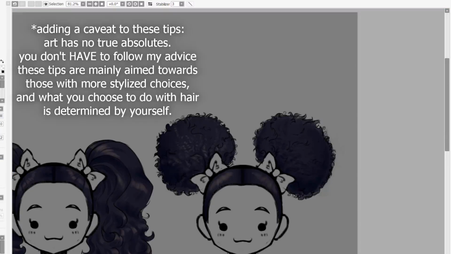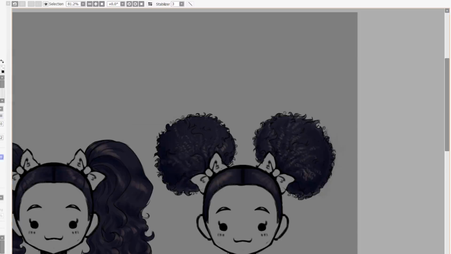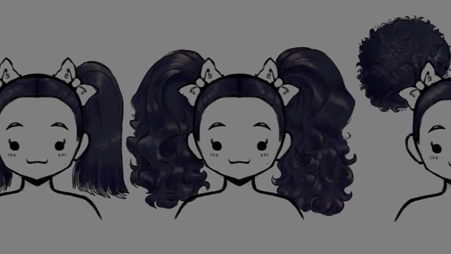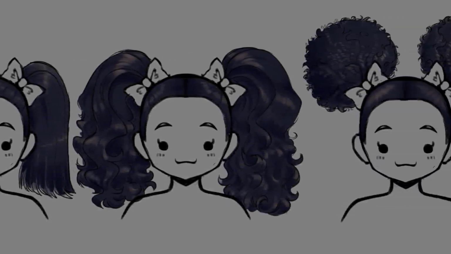There's a lot of implying that has to be done with shading, because sometimes you can't outline everything. It's going to look uncanny if you draw every single strand, unfortunately. Anyway, that's all the hair there is. I hope that makes sense.